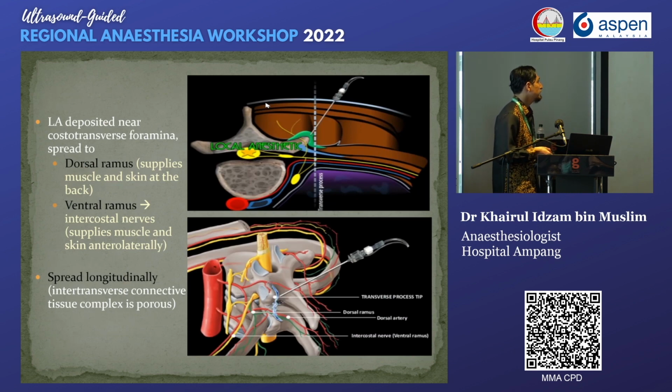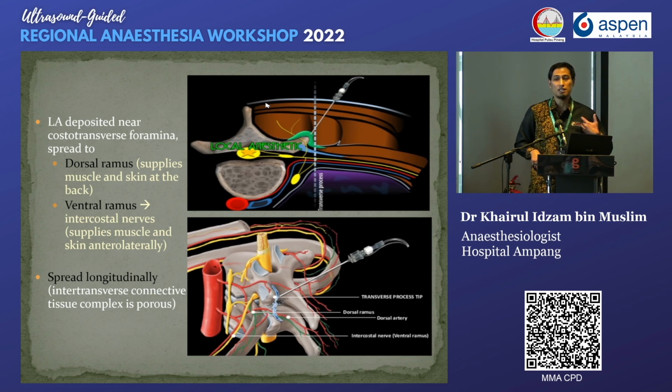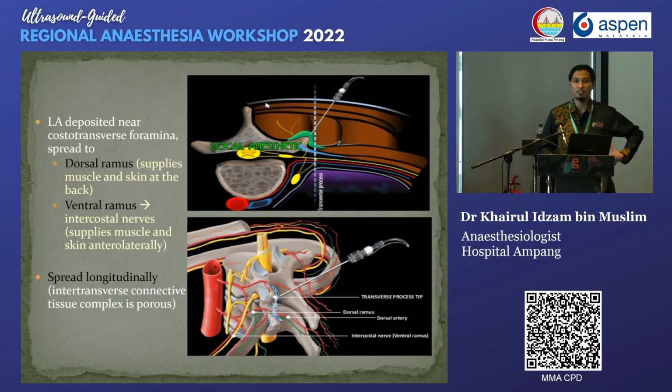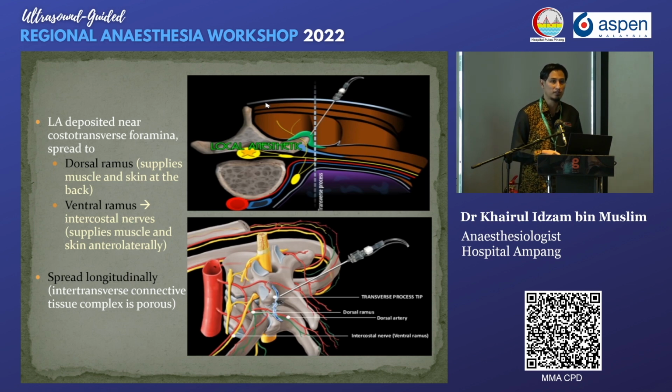LA deposited near the costotransverse foramen spreads to the dorsal ramus, which supplies muscle and skin at the back, and the ventral ramus of the intercostal nerve, which supplies the muscles and skin anteriorly. So ESP covers the posterior, lateral, and anterior aspects of the hemithorax. It spreads longitudinally; the intertransverse connective tissue complex is variable.